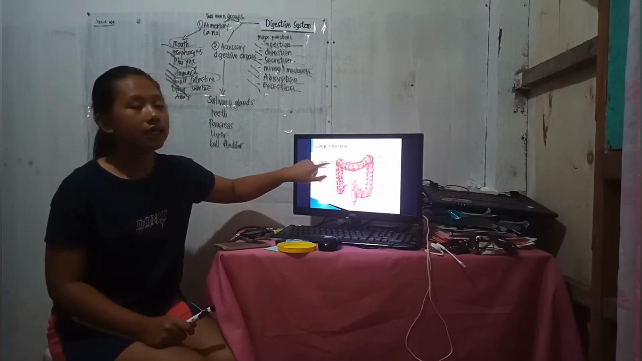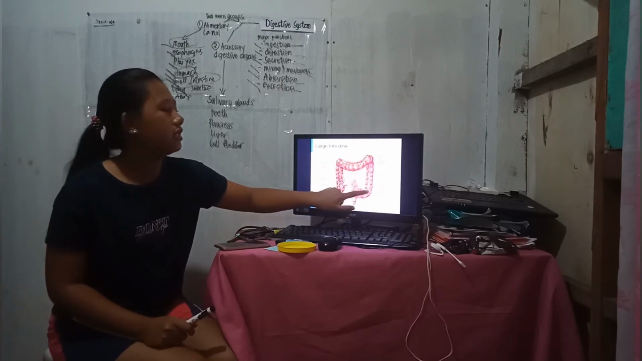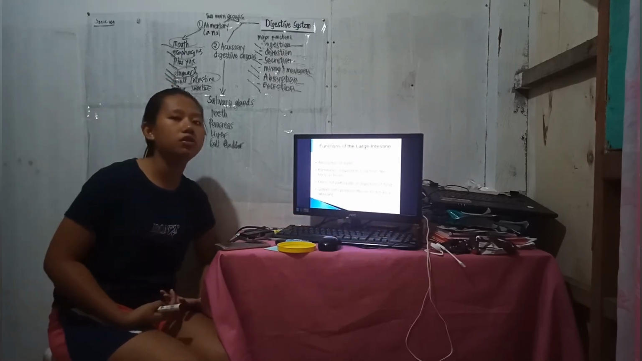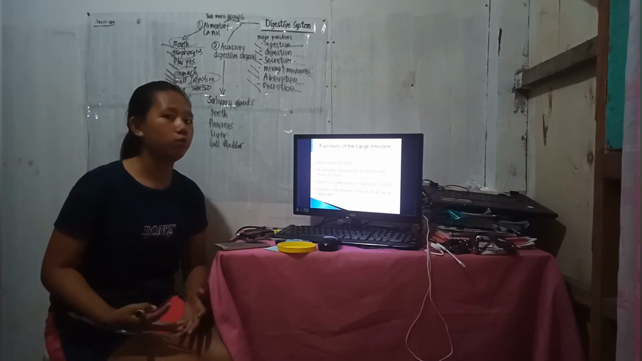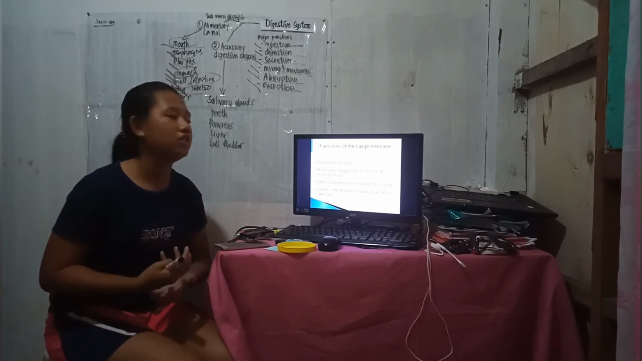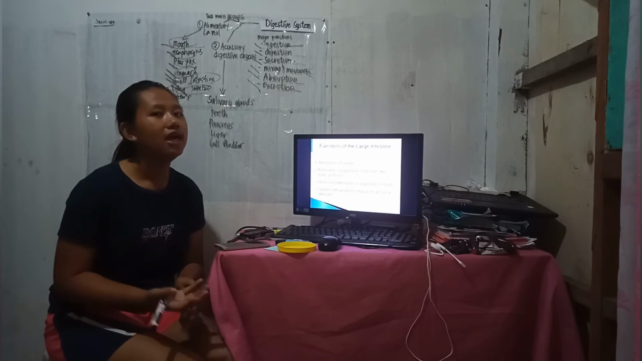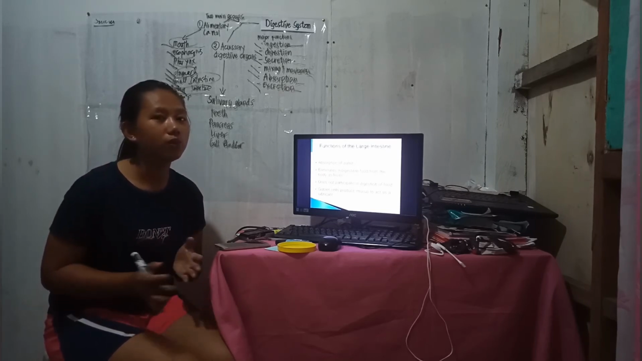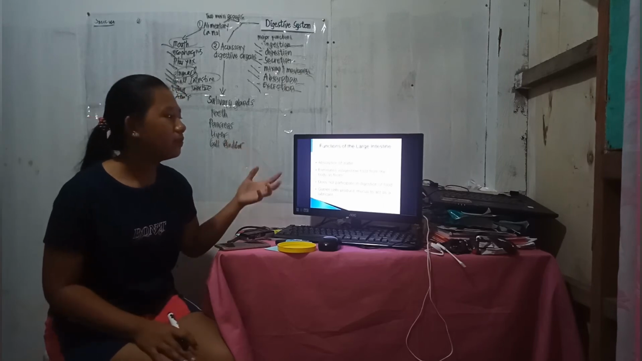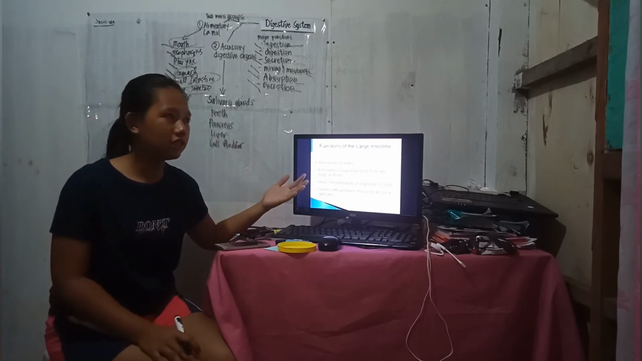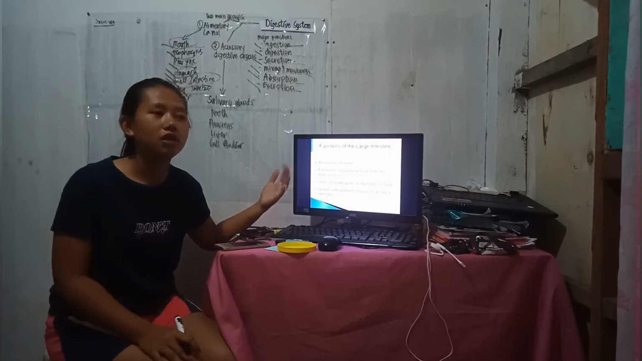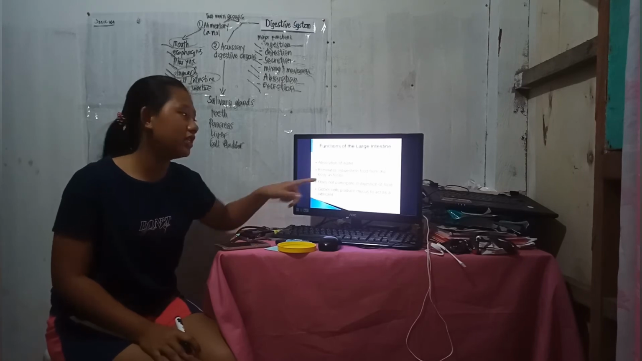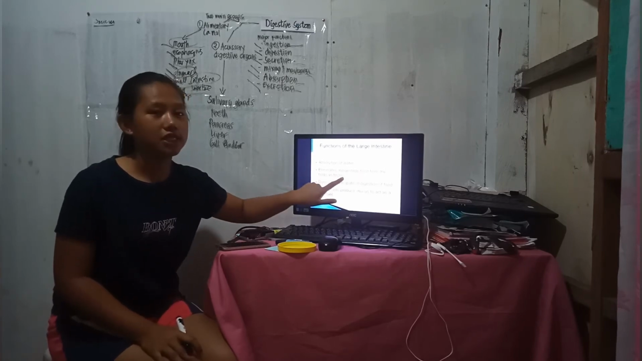Ascending, transverse, descending, sigmoid. So, what is the function of the large intestine? It also absorbs water, and eliminates indigestible food from the body as feces, the food that is not needed by the body, through stool. It does not participate in the digestion of food. It does not help in digesting food, but it does excrete the indigestible food as feces or stool.